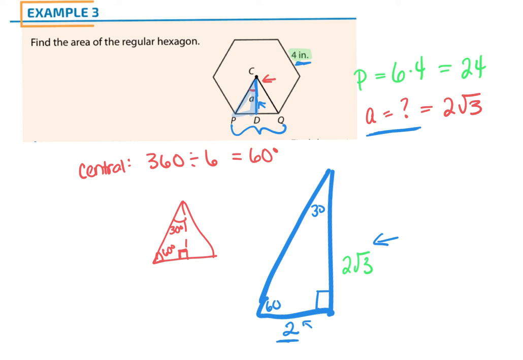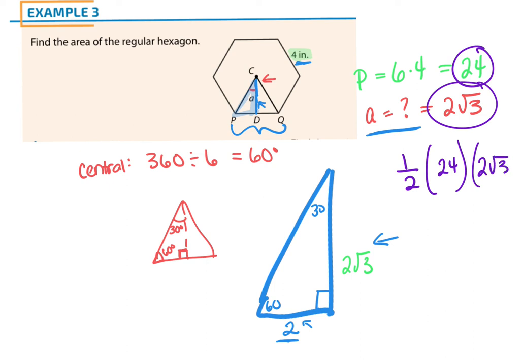I am just going to plug it in. 1/2 perimeter, that's my 24, times apothem, that's my 2 square root of 3. They want a rounded amount here. So that means in your calculator, you do 0.5 times 24 times 2 times the square root of 3. And you will get 41.6 square inches. So you are going to potentially be using special right triangles to find either the apothem or the side length to help you find the area of these.